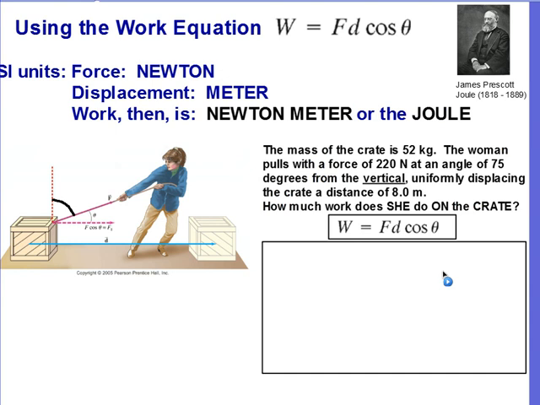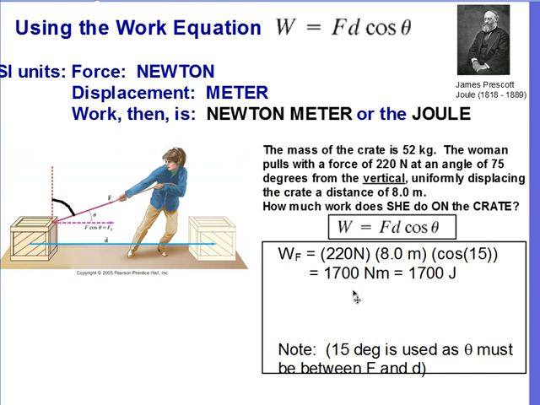Pretty simple, really. We start with that equation, and when we plug those numbers in, we'll see that she does 220 newtons exerted through 8 meters times the cosine of 15. 15 degrees is actually this angle, and that's the angle that we want, again, based on theta being defined as between F and D. That's to be able to get the component of the force that's in the direction of the object's displacement. We'll get 1700 joules of total work.